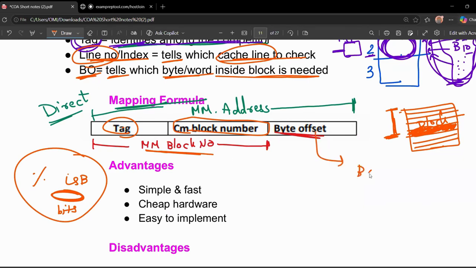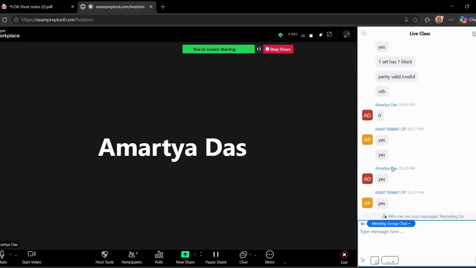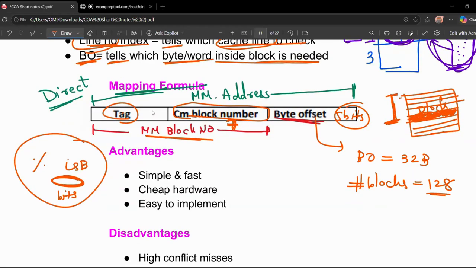Now see how to find the byte offset. If your block size is 32 bytes, you have to write it in terms of bits, so the byte offset will be 5 bits. Here, if the total number of blocks is, for example, 128, then this will be 7 bits. This way you have to find it out.